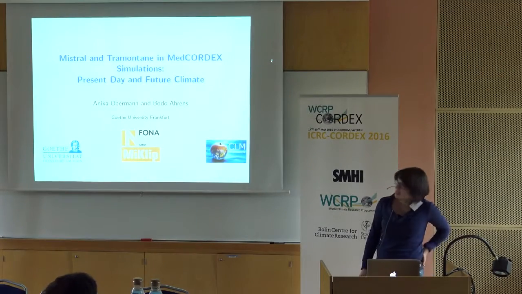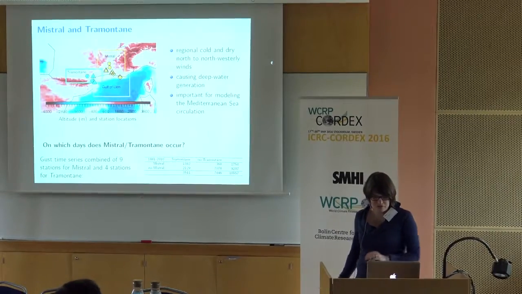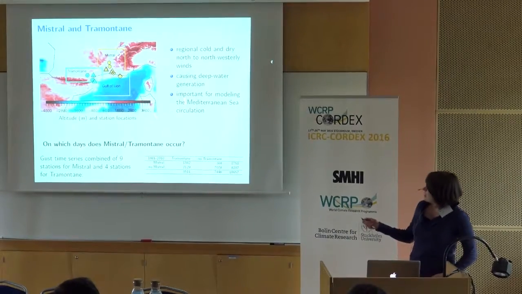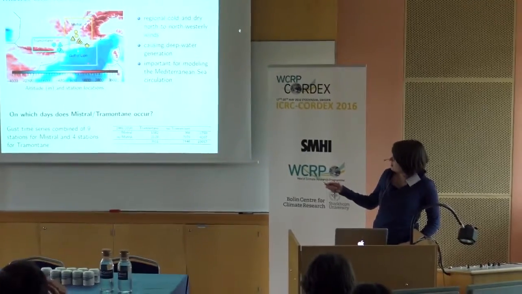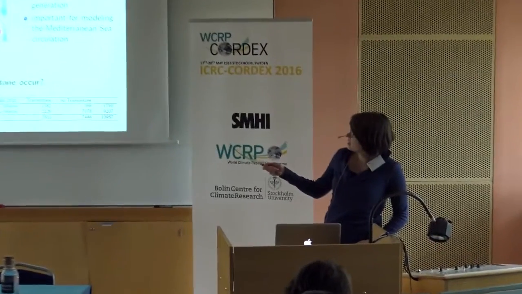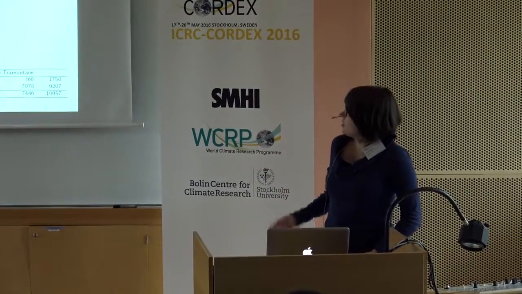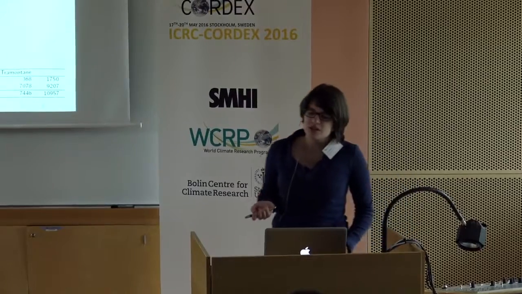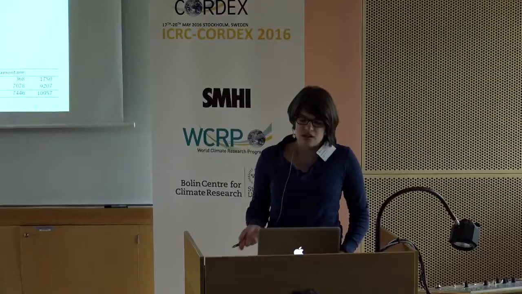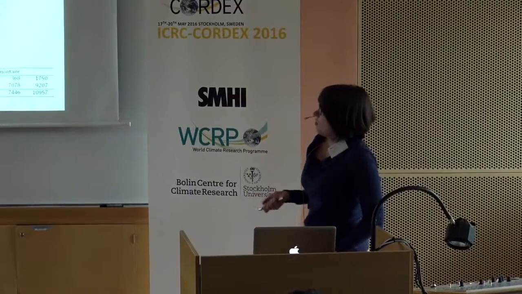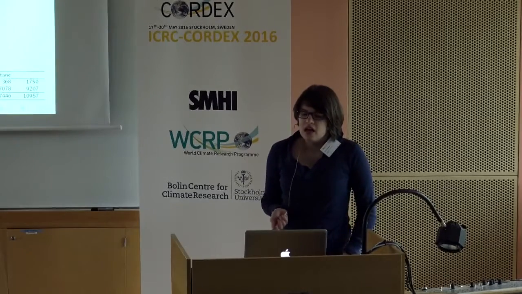Yeah, I'm talking about Mistral and Tramontane in CORDEX simulations. First I'll explain what Mistral and Tramontane are. Mistral is a wind channel in the Rhone Valley, going onto the Mediterranean Sea, and Tramontane follows this valley. They both can cause deep water generation and are therefore important for the modeling of the Mediterranean Sea circulation.